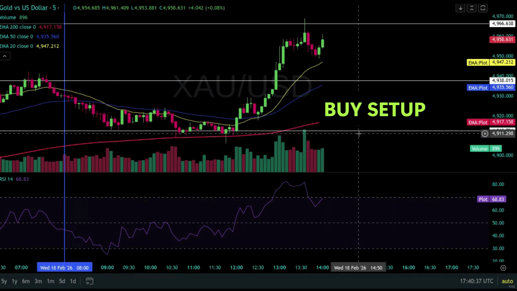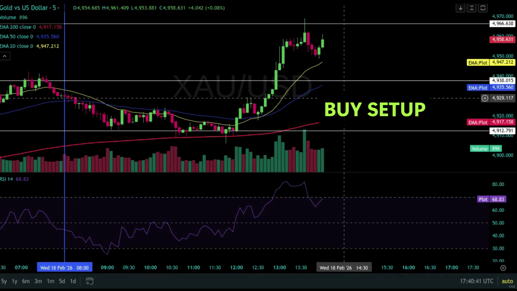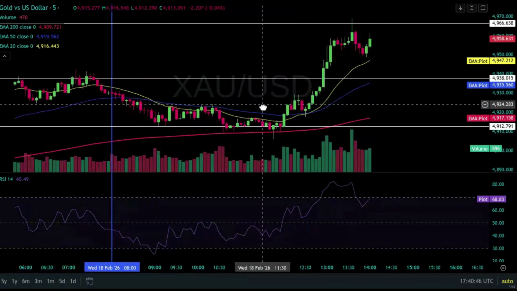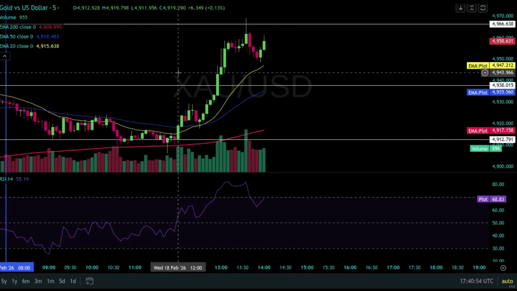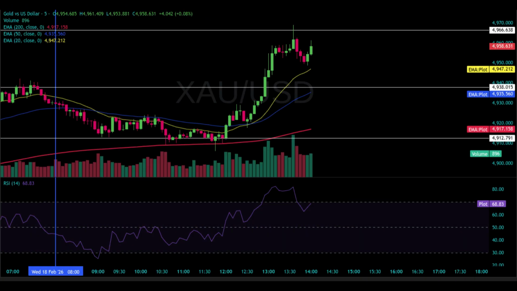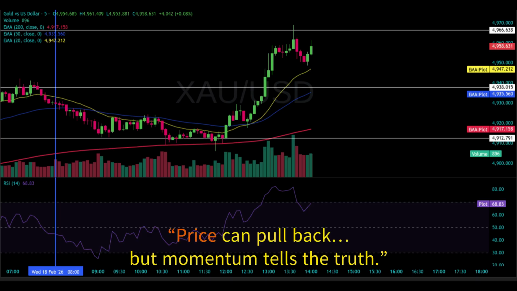So for a buy setup, I want RSI to stay above 50, or quickly return above 50 after the pullback. And in strong trends, I don't worry about overbought or oversold. Because strong markets stay strong. Remember, my friend, price can pull back, but momentum tells the truth.